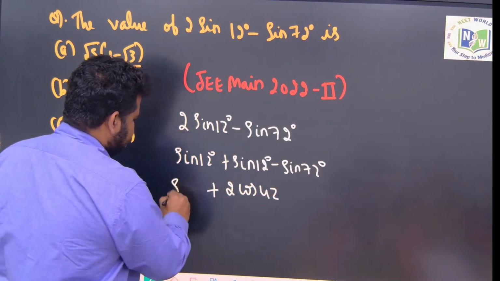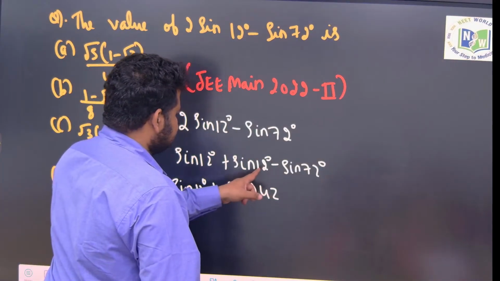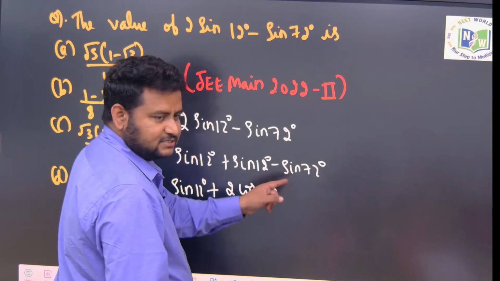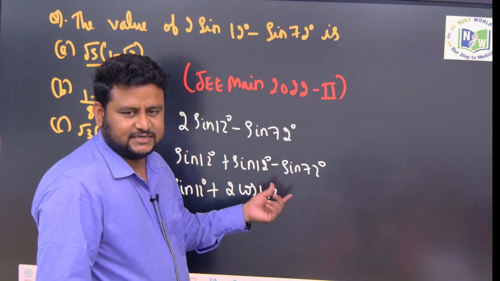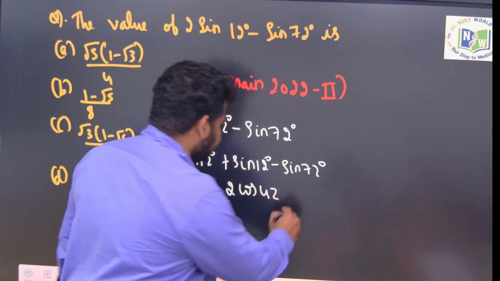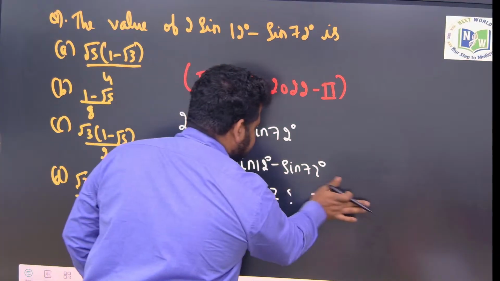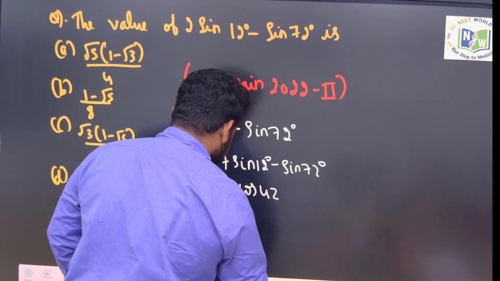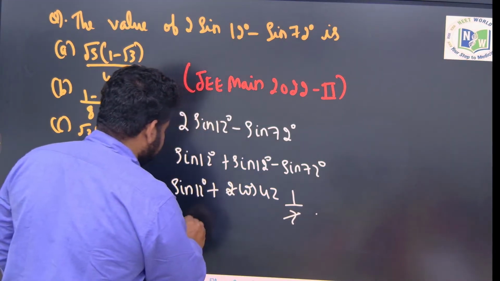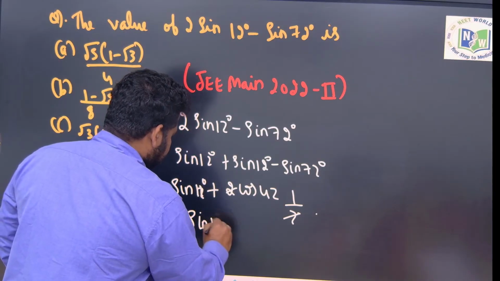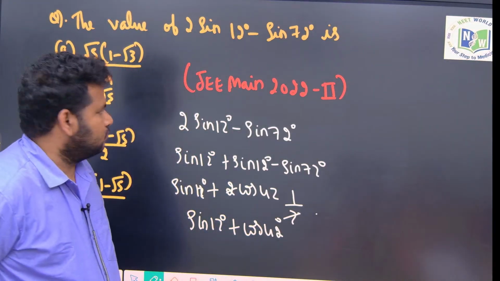This plus sin 12 will be there here. Then sin((C-D)/2): 72 minus 12 is 60 degree, 60 divided by 2 is 30. So this will be sin 30, and the value of sin 30 is 1 by 2. Observe carefully: this will be 1 by 2, the 2 cancels, and I will be left with sin 12 plus cos 42. So how can you solve this further?